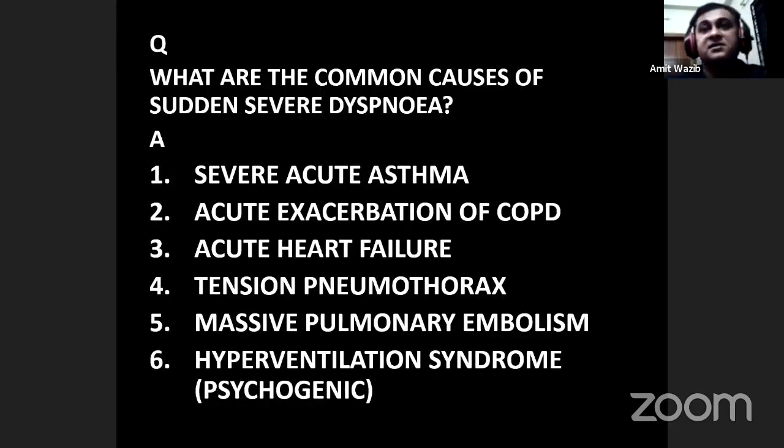So you may be asked, what are the overall causes of sudden severe dyspnea? If a patient comes to the emergency with very severe shortness of breath, what are the possibilities? There are six possibilities commonly. One is severe acute asthma, acute exacerbation of COPD, acute heart failure, tension pneumothorax, massive pulmonary embolism, and psychogenic hyperventilation syndrome. So these six are the common causes when someone comes to the emergency with severe shortness of breath.